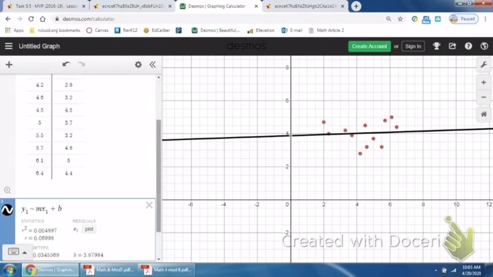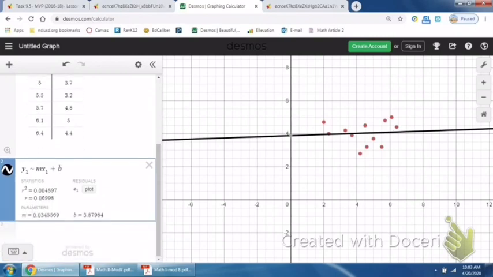plus b. And then again, we go down trying to locate the correlation coefficient, which is r. So if you look down here now, if we round this, that's about 0.07. So the correlation coefficient for these x's and y's is 0.07.